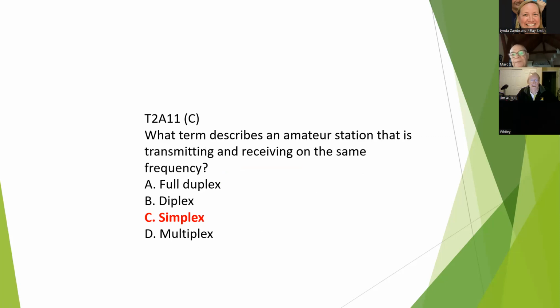I think I mentioned it. What is the term that describes an amateur station that is transmitting and receiving on the same frequency? That's what we call simplex. In other words, just two radios talking directly to each other. If it's going through a repeater, you've got two frequencies involved, then it's duplex. So simplex, what somebody will often say if you're on a repeater, for example, is, hey, let's get off this repeater and just communicate directly. I'll go to you on 145.65 simplex.